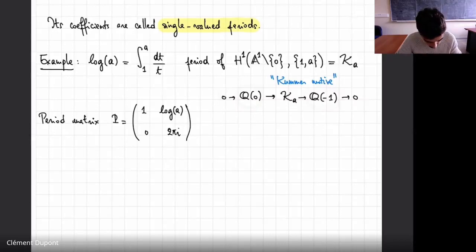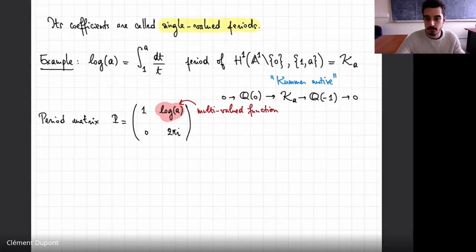All right. And the point is that if you look at this log a here, and you start viewing a as a parameter which can vary, then you know that log a is a multi-valued function of a. Okay, if a is now a complex parameter, for instance, if your point of view is that of period functions, then a is a parameter that lives on C minus zero, and there's no complex logarithm. It's a multi-valued function.